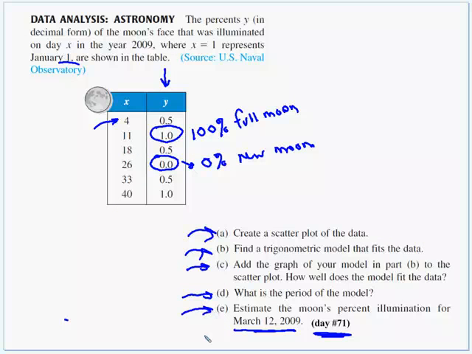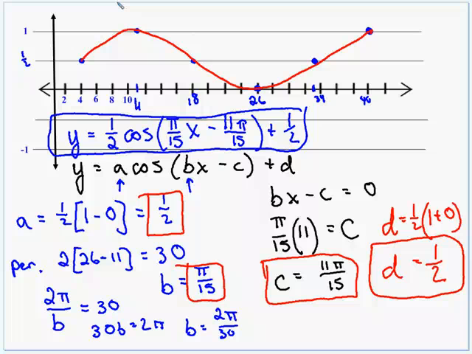And then part E, represent the percent illumination on March 12th. That's day 71 of the year. So what we could do is just run through this equation, plugging in a 71 for x. If you punch that into your calculator, you're going to get a y value equal to 1. And remember, 1 is our percent illumination. That is 100% or a full moon.